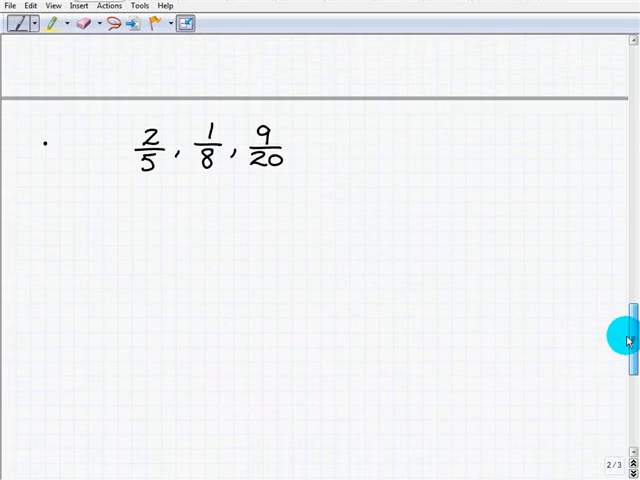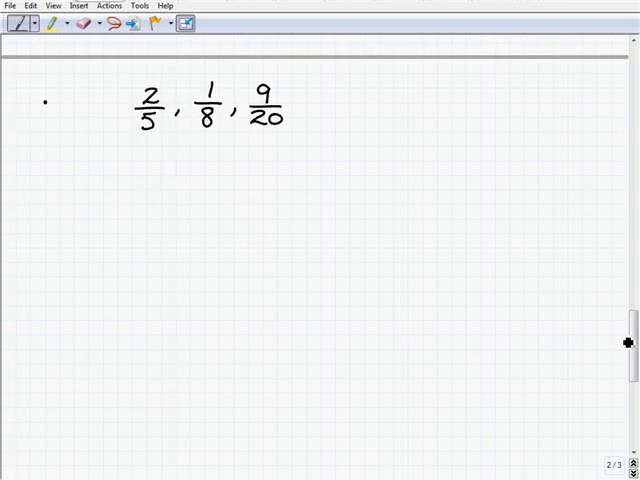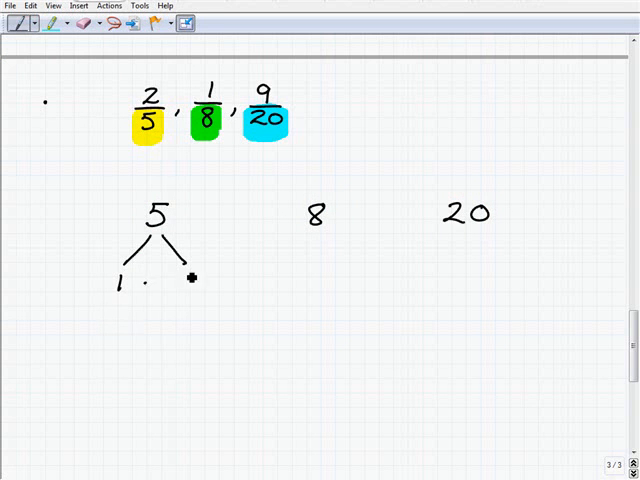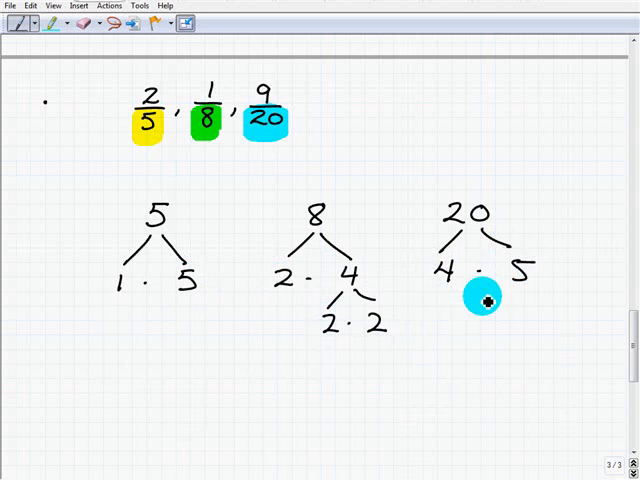Just as we were practicing with LCMs, here we have 3 fractions, but the procedure is still the same. What we need to do is prime factor each one of these denominators to find the LCM. We have 5, 8, and 20. So go ahead and prime factor each. 5, once again, prime factors as 1 times 5. 8 is 2 times 4, or 2 times 2 times 2. 20 is 4 times 5, or 2 times 2 times 5.